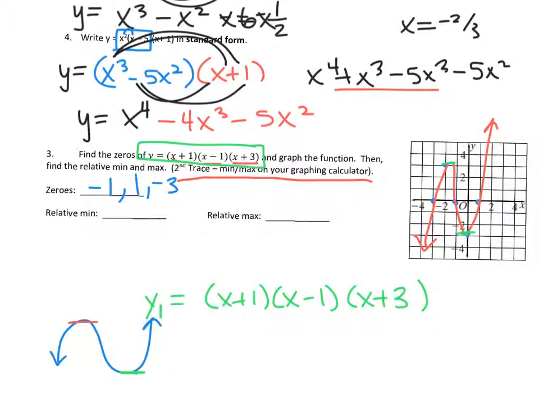So what I do is I go to second trace, minimum. I'm going to do the minimum first. Right here, this is the minimum down here, someplace around here. Your cursor is blinking. The question on your graphing calculator reads left bound. If this is my minimum value, I'm going to get right to the left of it. So I'm going to go right here and press enter.